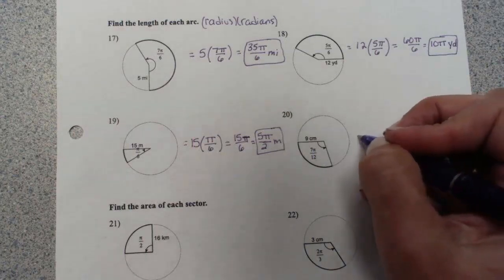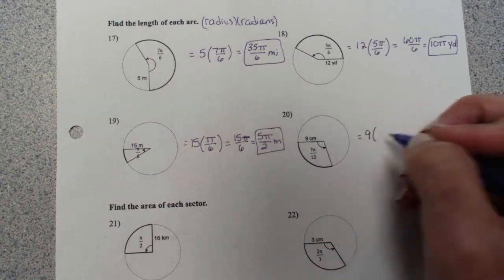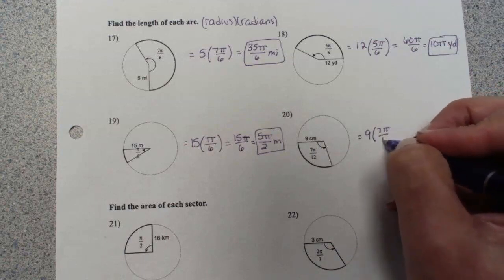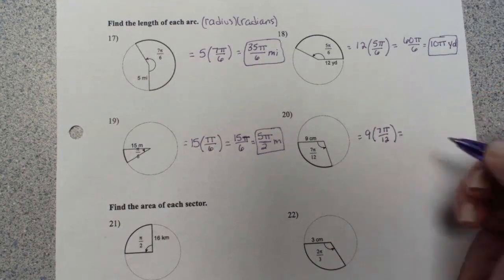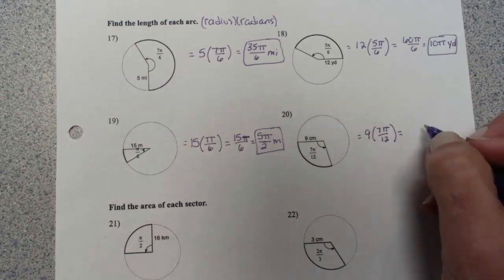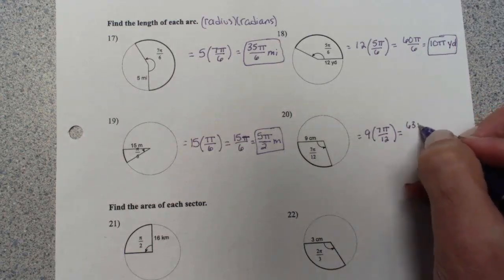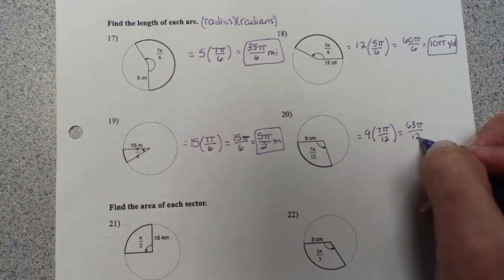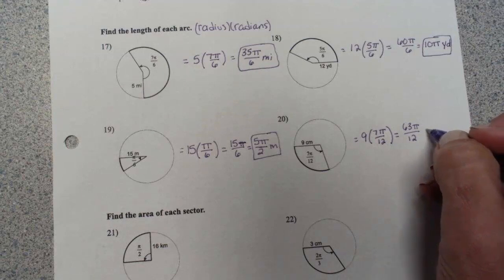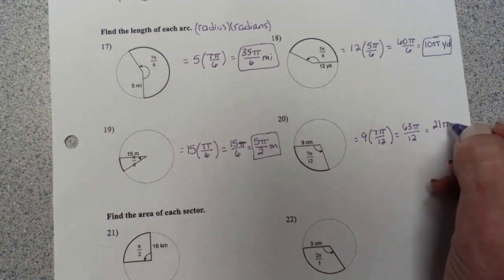Number 20, 9 is your radius. Your radians is 7 pi over 12. And we know that the 9 and the 12 are going to simplify, but that gives us 63 pi over 12. And 63 over 12 will simplify to 21 over 4. So this would be 21 pi over 4 centimeters.